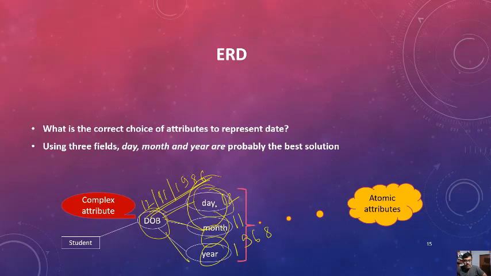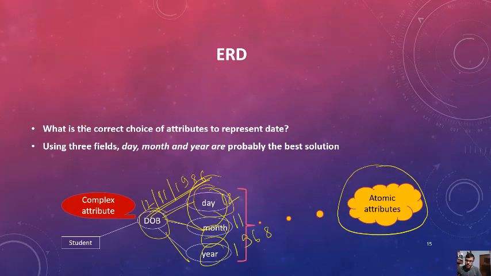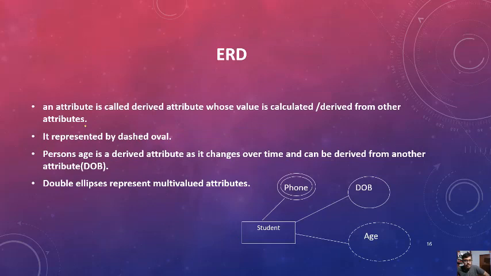Obviously, in the previous case, complex attributes should not be present in your database. It is better that you store atomic attributes in your database. An attribute is called a derived attribute if its value is calculated or derived from other attributes. A derived attribute is represented by a dashed oval, with a dashed line.